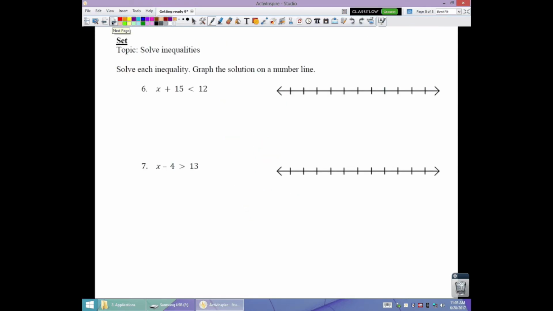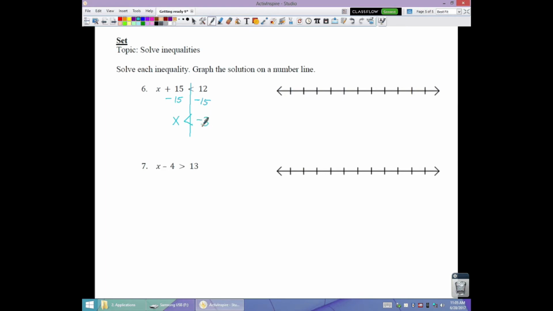Number 6 and 7, we need to solve these little one-step inequalities and then graph them on a number line. Okay? So the solving hopefully won't be a big issue here. To isolate the x, we subtract 15 from both sides. So we need the inequality: x is less than -3.